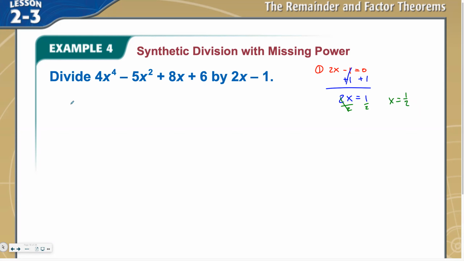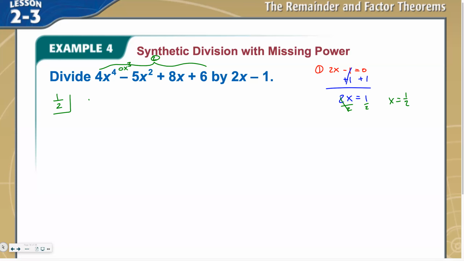All right, so on step 2, I'm going to check for missing powers as I write this out. Well, first you check for missing powers and then you write it out. So I'm taking 1/2 dividing into. My leading power is a 4. Do I have any missing powers? Yes. What power am I missing? A 3. So what I need to do is include a 0 as a placeholder for x cubed.